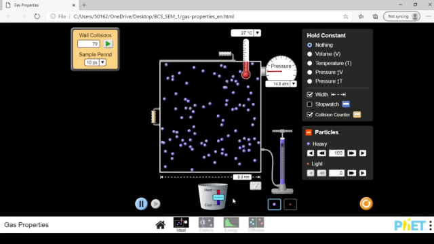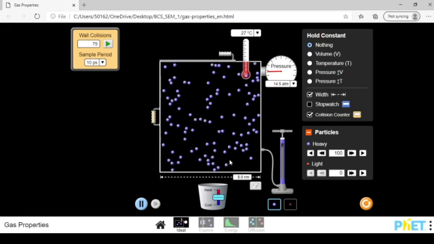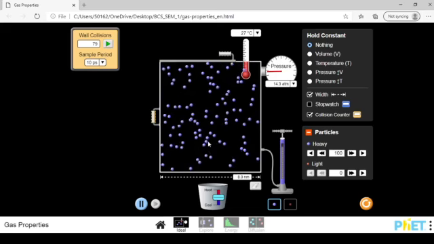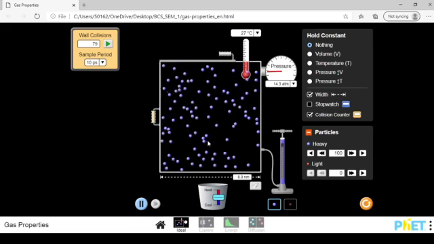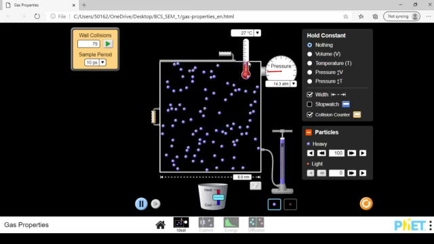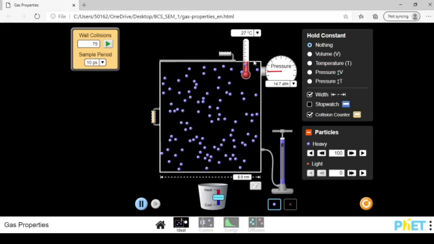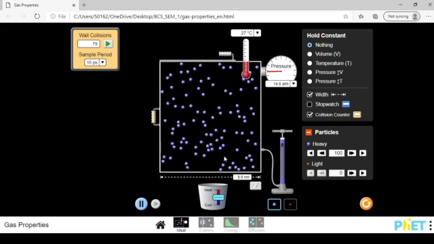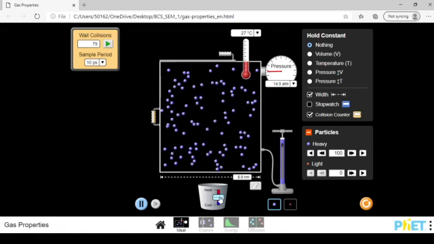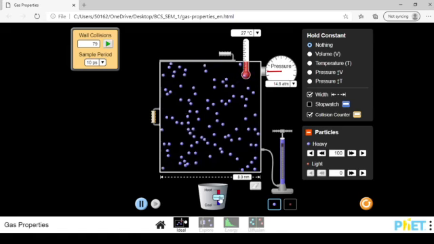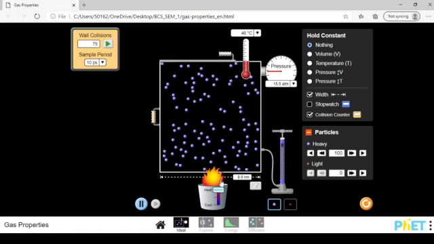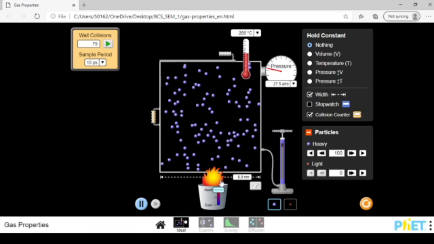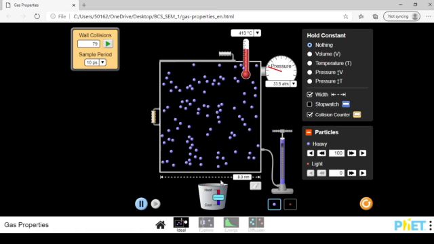Okay, so I'm going to be applying some heat to this container, and you will see something about the particles. I want you to keep track of the temperature. Look at the temperature up here, what happens to the pressure as I go adding on heat to this container. So I'm going to increase or add on temperature. Notice the temperature is going up, and let's keep it somewhere around there.